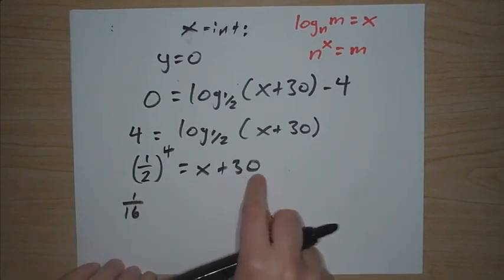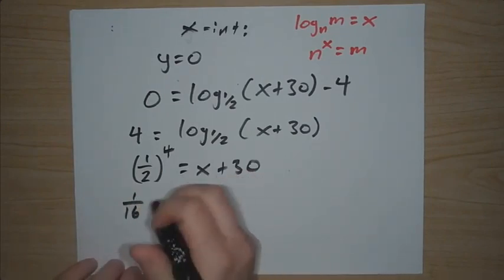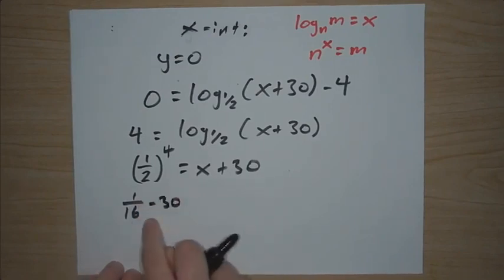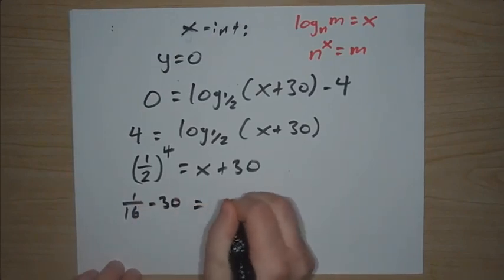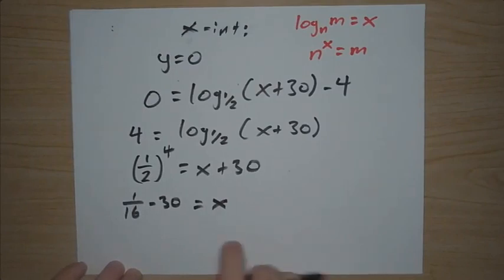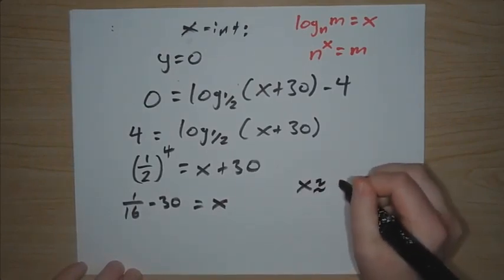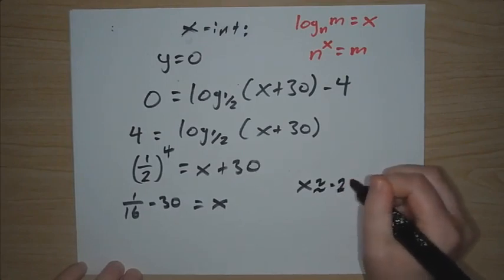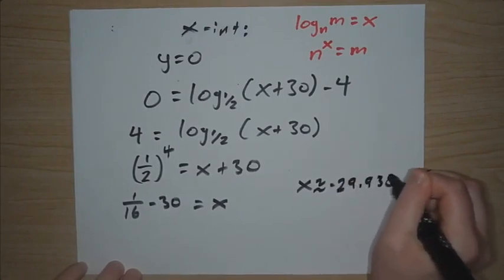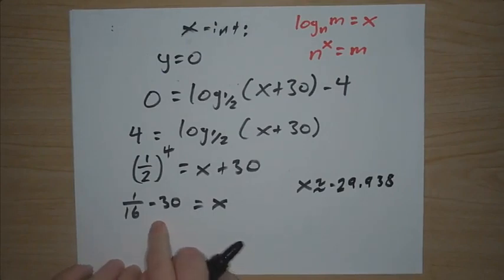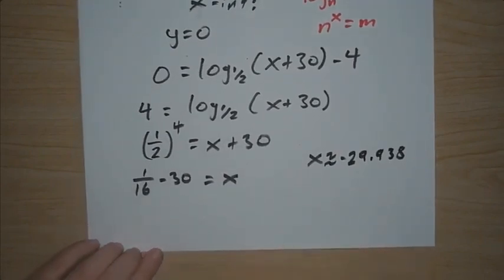And then we're going to subtract 30 on both sides to get this x alone. So you have 1/16 minus 30 is equal to x. We can put that in a calculator and we'll find that x is about negative 29.938. Or we can write this in fraction form, which I'll demonstrate for you if you need a refresher.